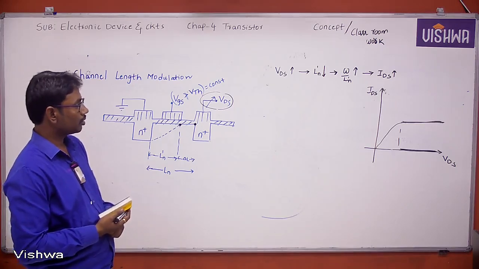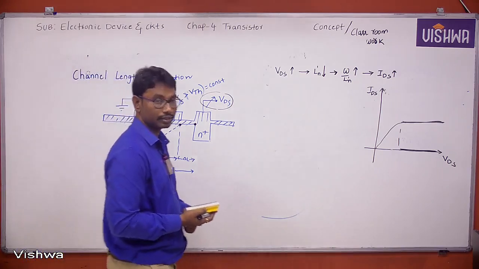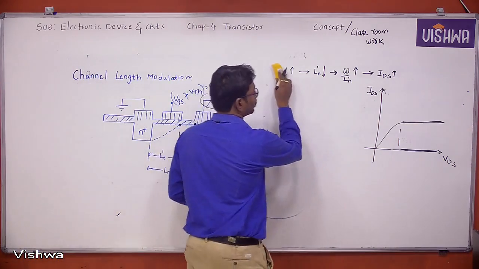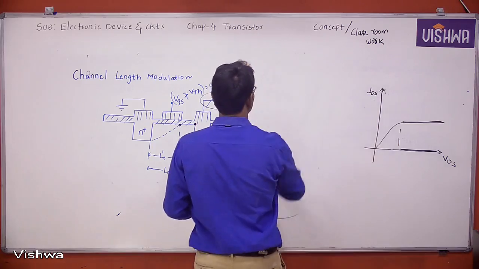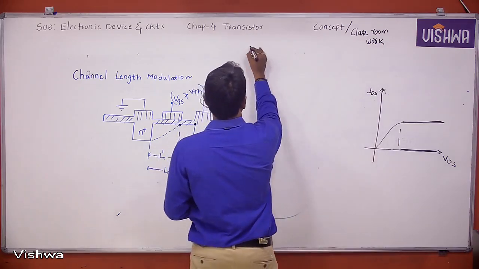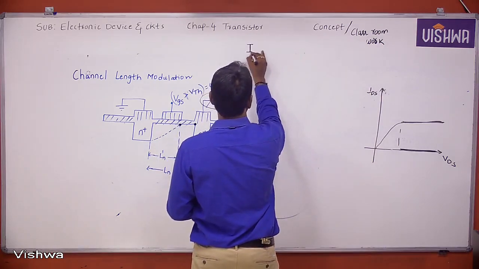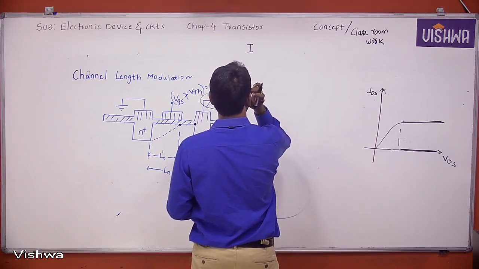Calculation of IDS with channel length modulation. Right. See here. Calculation of IDS with channel length modulation. Now tell me, because of channel length modulation, what happened to channel length? Decreases, right? Then what is the current equation?